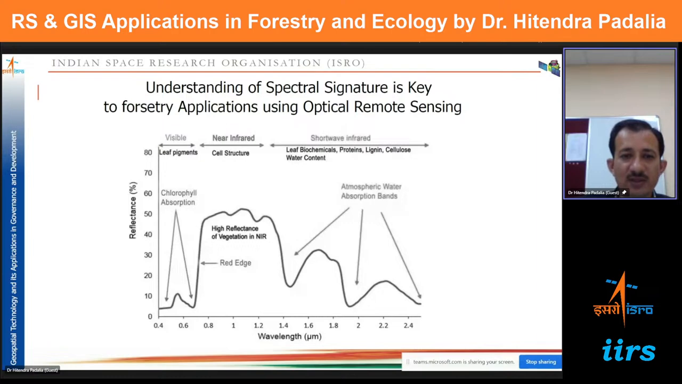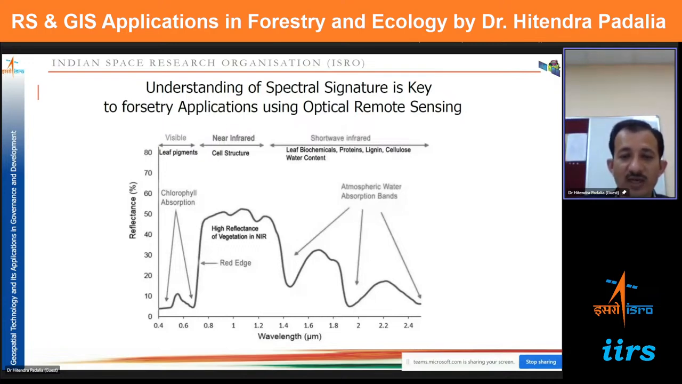In the near infrared region, the cell structure plays a very important role. And in the short wave infrared, there are other biochemicals in the plant's body like cellulose, lignin, protein, and water content. They determine the reflectance in the short wave infrared region. So this is quite useful, because if anybody has to develop an in-depth understanding of optical remote sensing, he has to understand this.